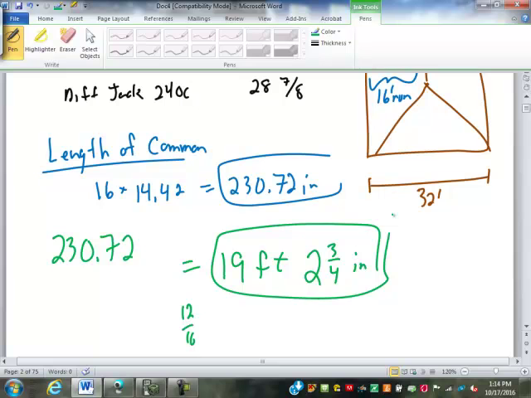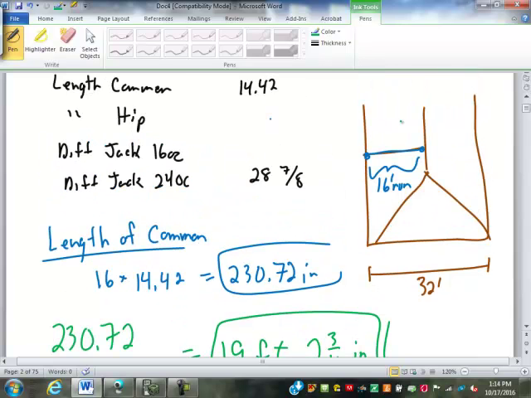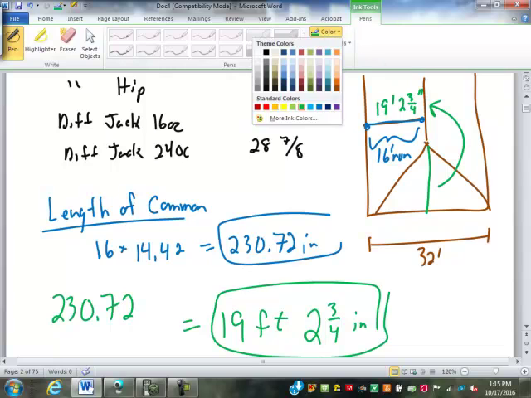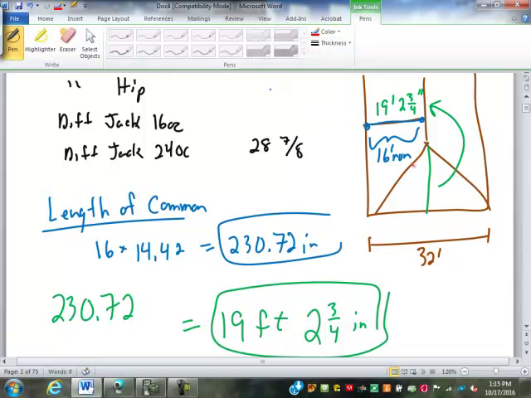So that's 12 foot 2 3/4 inches. So the length, not 12 foot, 19 foot 2 3/4 inches is length. That means this first jack is also 19 foot 2 3/4 inches. How about this next jack here?